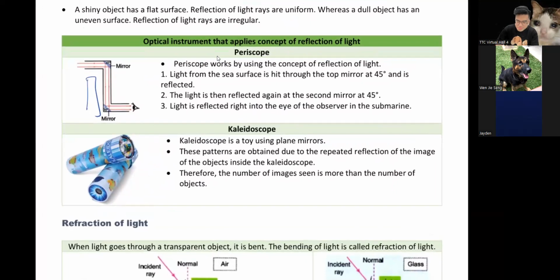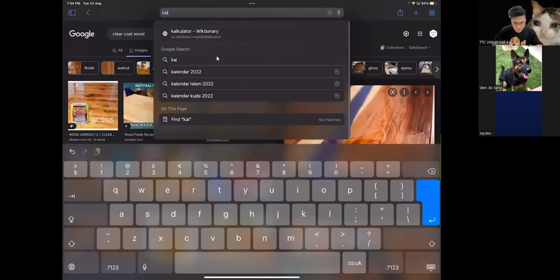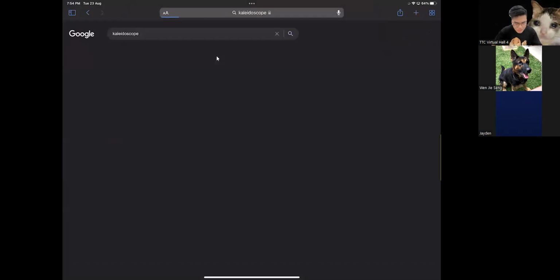Next, the kaleidoscope. I'm not sure whether you have seen this before. A kaleidoscope basically has a few mirrors on one end, and they put tiny colorful papers here. When they do reflection, they reflect like 8 times, so you see that nice pattern around. These patterns are obtained due to the repeated reflection of the image. There are many reflections inside the kaleidoscope, therefore the number of images seen is more than the number of objects. Nobody plays with this anymore, but that's your kaleidoscope.